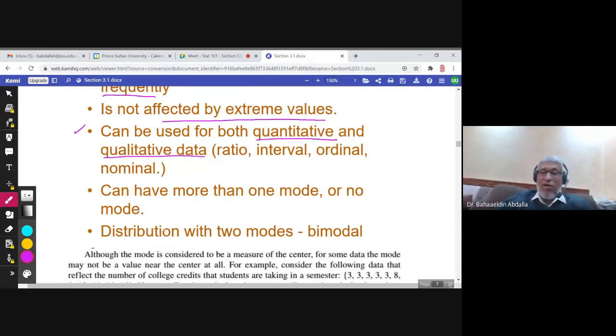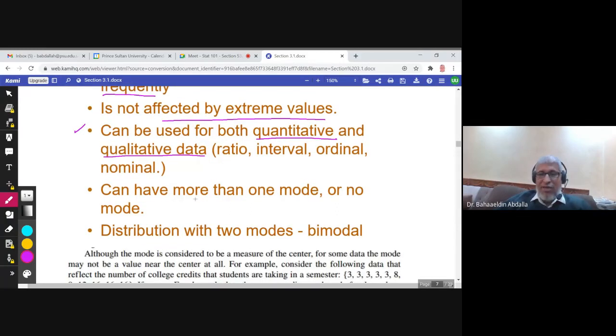And this is also very special here: you can have more than one mode for some data. For example, if you have the data 3, 3, 4, 4, 5, 6, 7. Now, which value is more repeated here? 3 and 4. Here we have two modes.